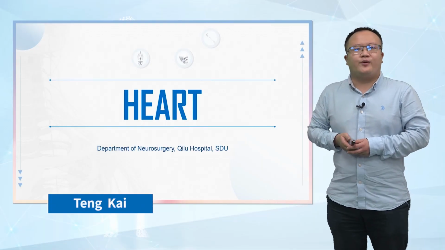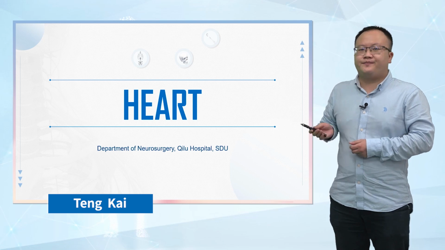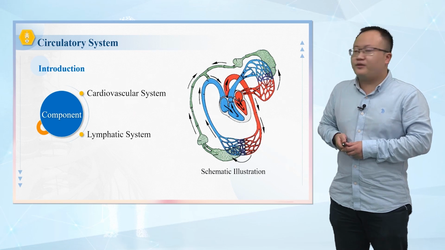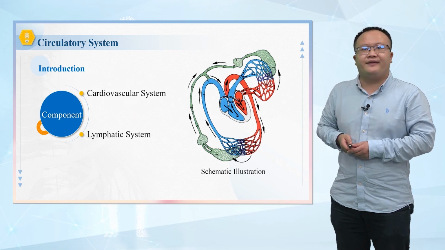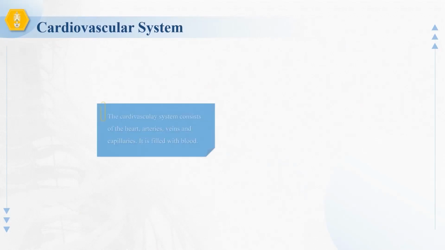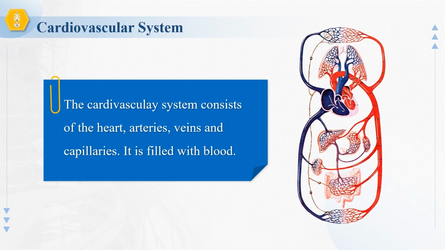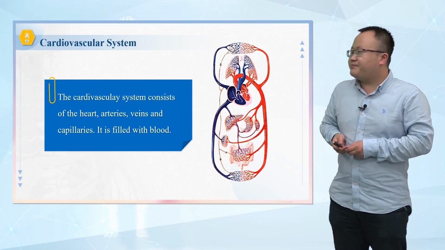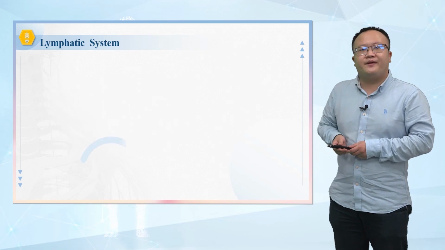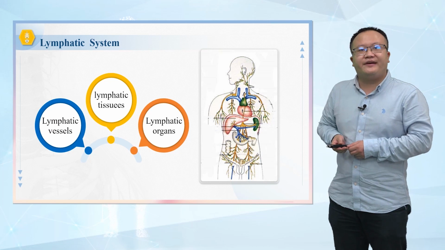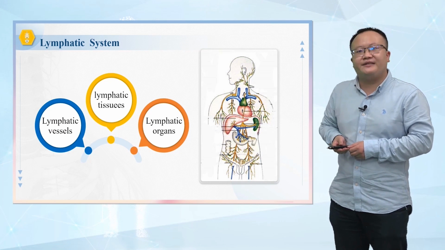In this section, we will talk about the heart. The circulation system includes the cardiovascular system and the lymphatic system, as illustrated in the picture. The cardiovascular system consists of the heart, arteries, veins, and capillaries, and it's filled with blood. The lymphatic system has cell components, lymphatic vessels, lymphatic tissues, and lymphatic organs.